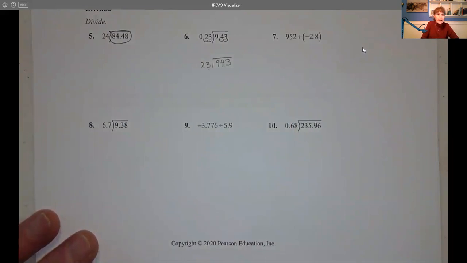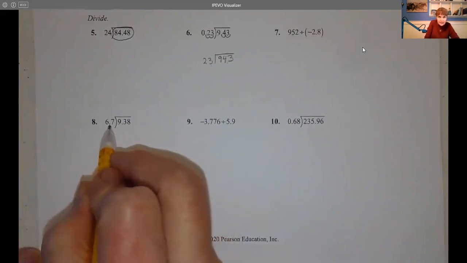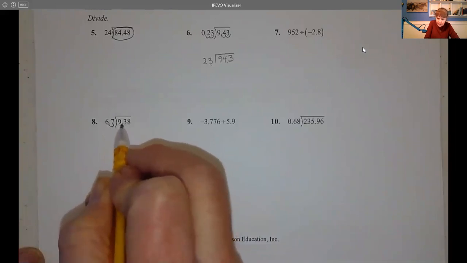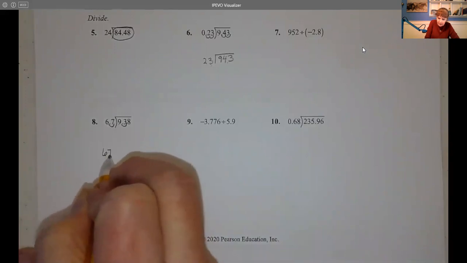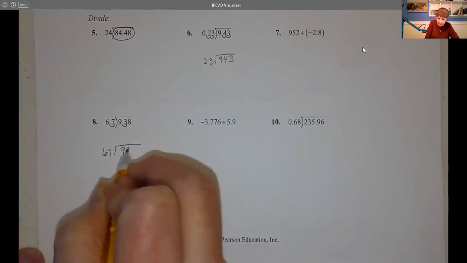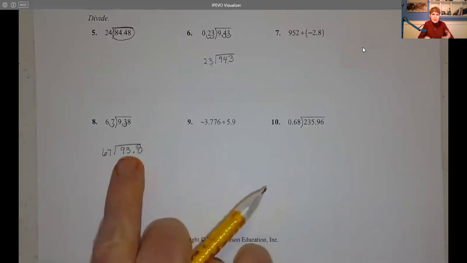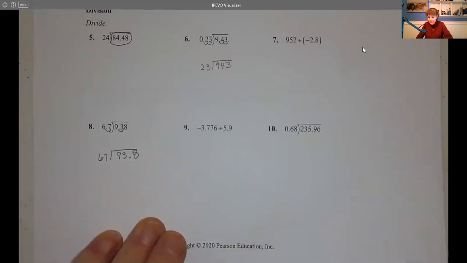For instance, number 8. Here, you can't have a decimal, so you have to move this over once, which means you need to move this one over once. So your calculator will take 67 divided by 93.8. But when you type in the original, it will do this for you. It takes care of all of that. The calculator will. So just a quick review.